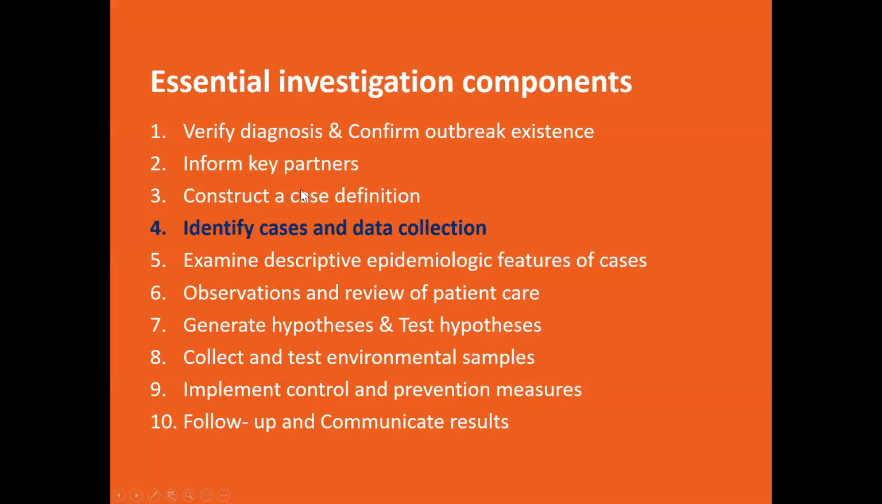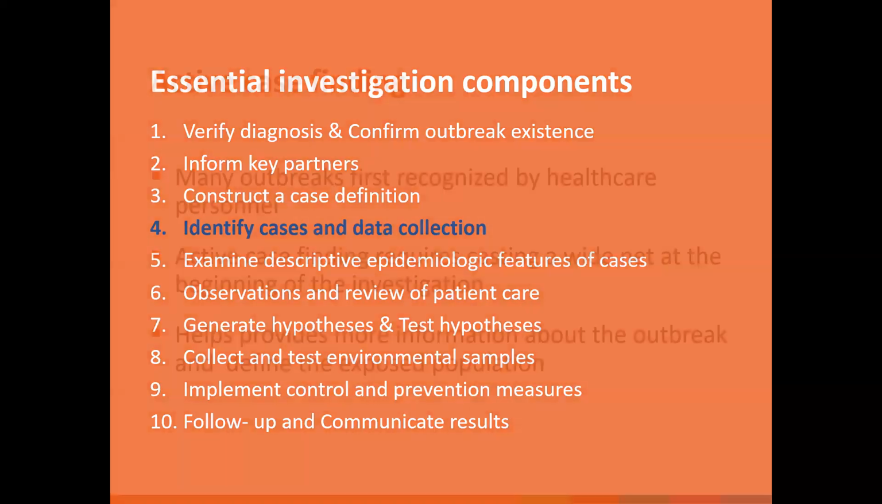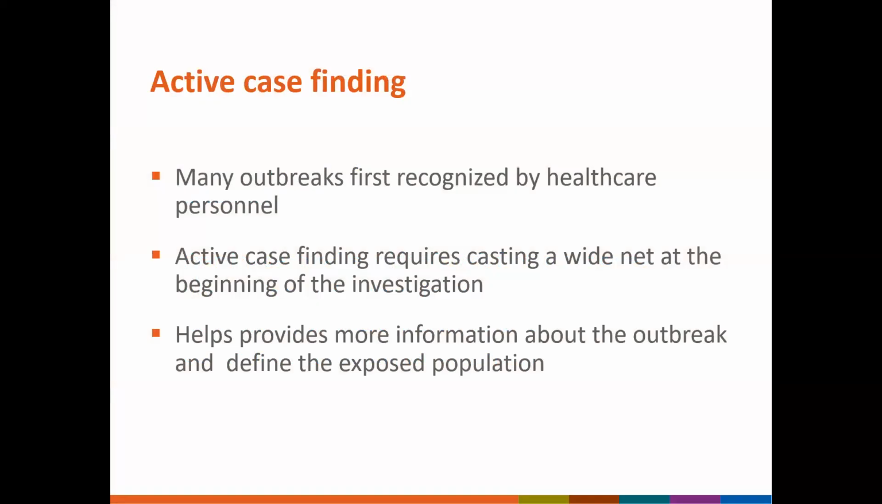The next step in investigation of an outbreak is identifying cases and data collection. Once you have a clear case definition, based on that you will find who all are fitting into it, and then you will start collecting data on the symptoms and things like that. Many outbreaks are first recognized by healthcare personnel in healthcare associated outbreaks. Active case finding requires casting a wide net at the beginning of the investigation, and it helps provide more information about the outbreak and define the exposed population.